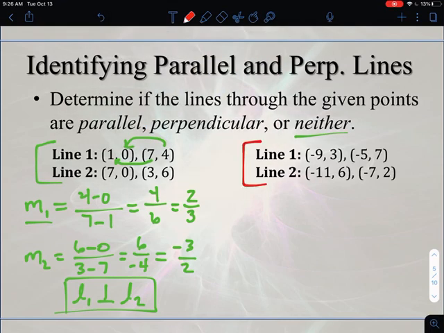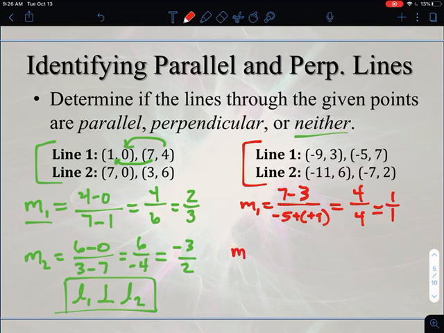If I look at my second example, here I got my two lines. I find the slope of line 1. So I take 7 minus 3 over -5 minus -9. And so 7 minus 3 is 4. -5 minus negative becomes plus, so -5 plus 9 gives me 4. And so I get a slope of 1 over 1.